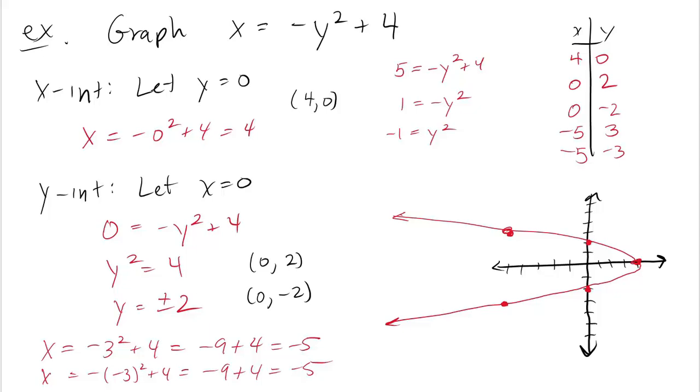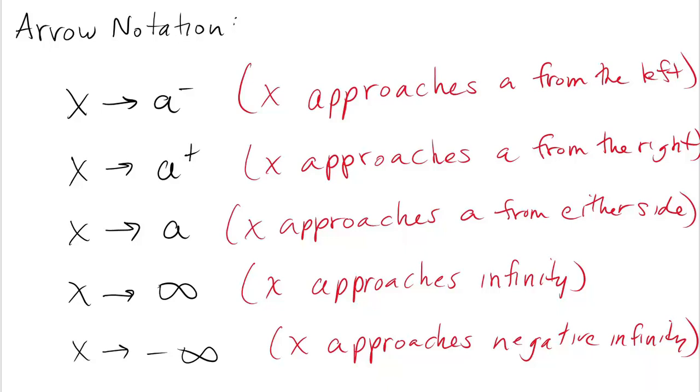The other thing we're going to do in this lesson is talk about arrow notation. Arrow notation is a shorthand way to describe the behavior of a graph at a certain location. Here I've written 5 different arrow notations that we're going to run into. In these first 3, a is being used as a real number. The first one says x arrow a, and then there's this little superscript minus sign at the top. The way that we read this is x approaches a from the left. So we're asking what happens to the graph as the x values get closer and closer to a from the left side, for values that are smaller than a.